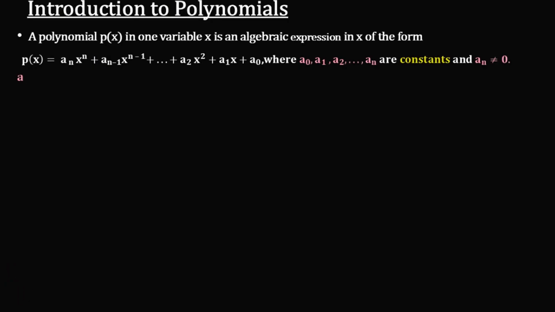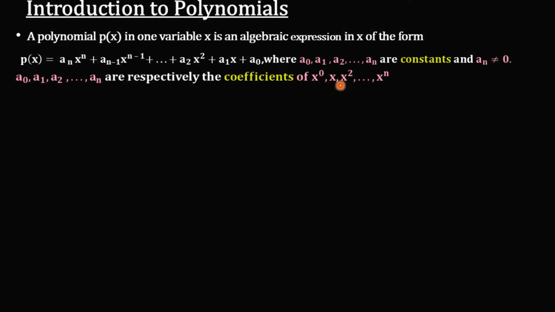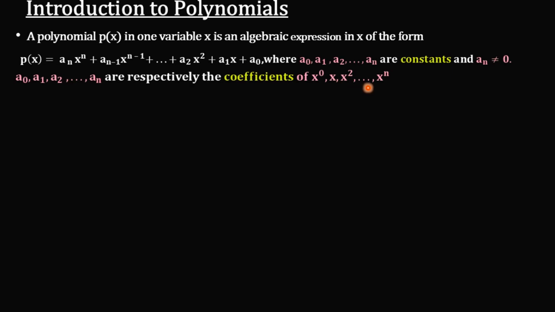Now, what are these a_0, a_2, etc. a_n? They are respectively the coefficient of x raised to 0, x square, etc. x raised to n. So, what is the coefficient of x square? That is a_2. What is the coefficient of x raised to n? That is a_n. That is, these terms are coefficients of x raised to 0, x square, etc. x raised to n. Also, these terms are constants.